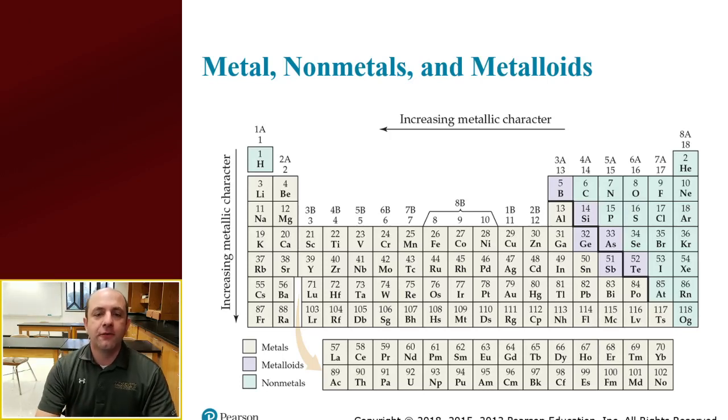All right, welcome back for part two of chapter 7. Now we're going to talk about the elements a little bit more in detail. And so we're going to start here with looking at this periodic table. And we see that we've got metals, nonmetals, and metalloids.